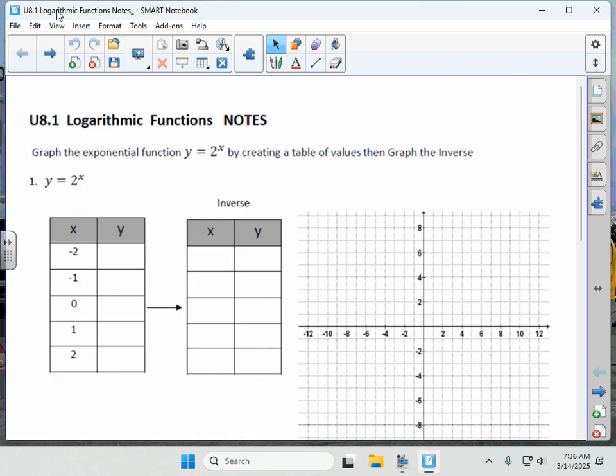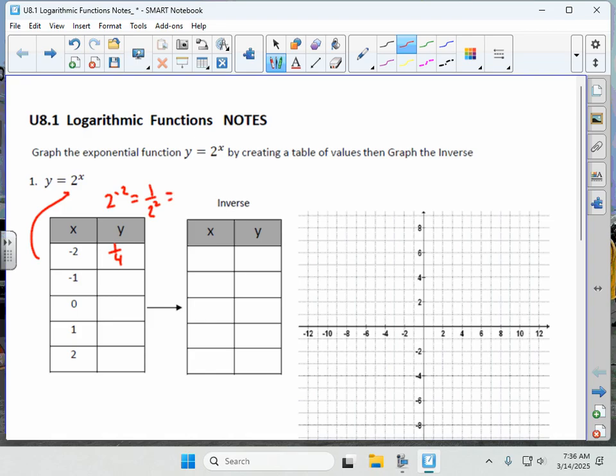So let's review this exponential function y equals 2 to the x power. And so we have this XY table all made up for us. And so we're just going to plug -2, -1, 0, 1, 2 in for x and find the y values. Again, all these numbers are going in for x. So 2 to the -2 is going to be 1/4. That's the same as 1 over 2 to the +2, because you flip it, and that's 1/4.